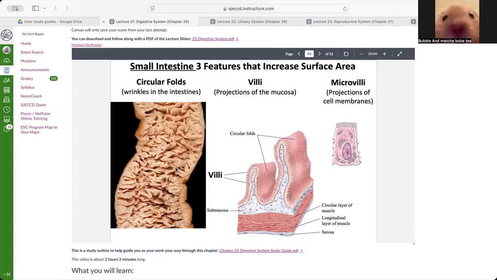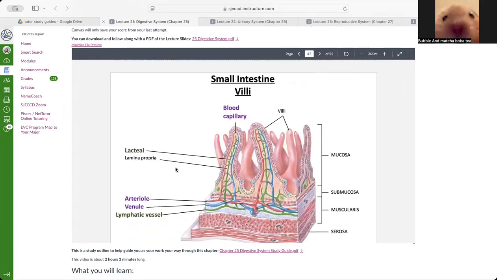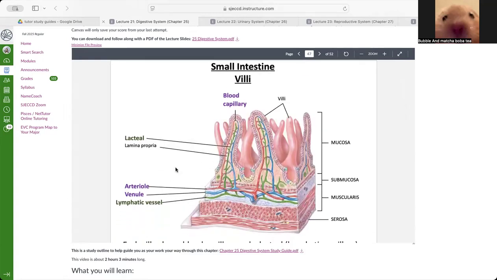So villi have their own sets of capillaries. So they have lymphatic capillaries, and it's digestion in the small intestine, such as segmentation and peristalsis, to help break down food.